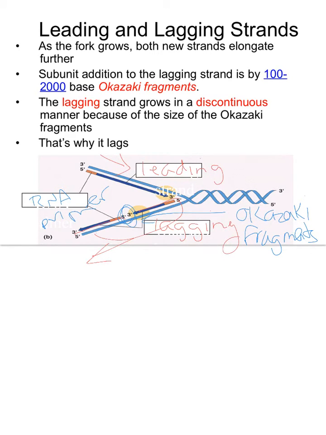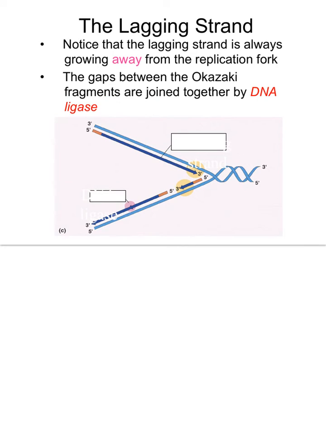So it says, as the fork grows, both new strands are elongating further and further and further. The lagging strand fragments, these fragments that are here, those Okazaki fragments, are actually 100 bases, so like 100 letters to 2,000 letters long. That's how bad they are. So obviously we have a problem with the lagging strand that we're going to have to fix in a minute. So the lagging strand is growing in a discontinuous manner because of the size of these Okazaki fragments that results. And so that's why they call it lagging strand. So in order to fix it, we're going to need another enzyme to seal those fragments up.